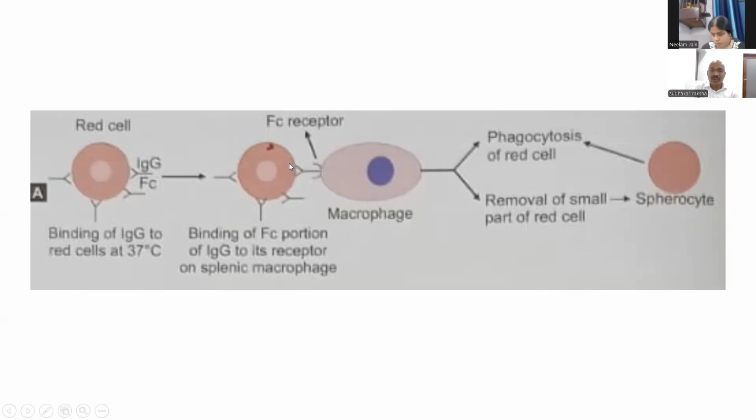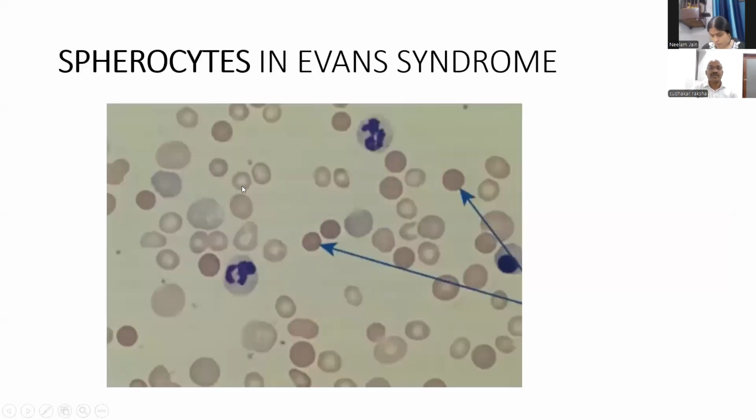Sometimes only a small fragment of the cytoplasm of the RBC is removed, and these biconcave RBC will transform into a spherical RBC. These are called spherocytes. So spherocytes are seen in the peripheral smear in a case of Evans syndrome. In immunohemolytic anemias, microspherocytes are there. Spherocytes are there. These are the small red cells.